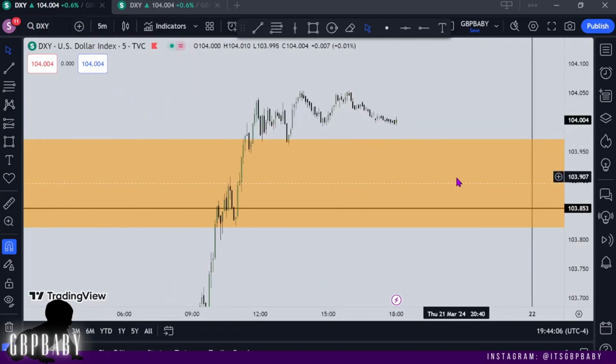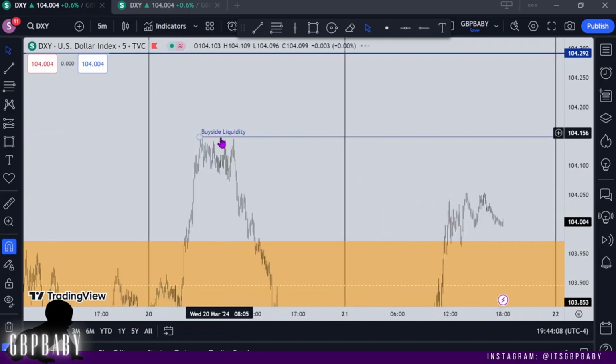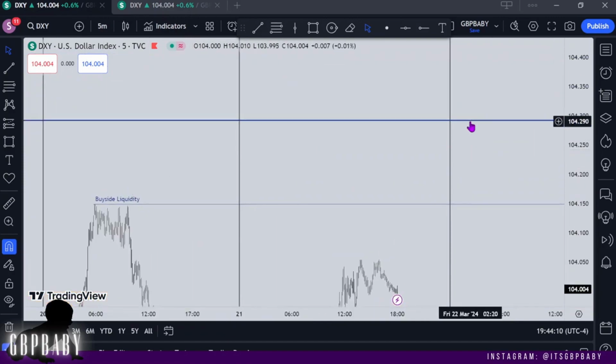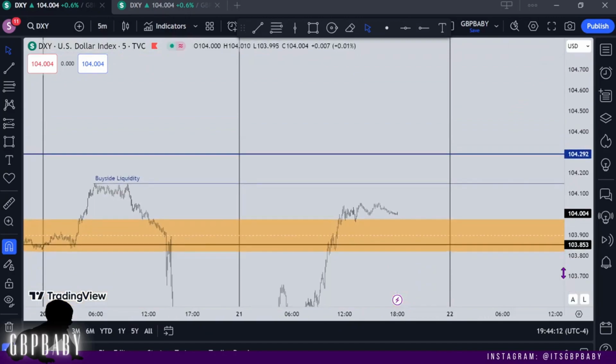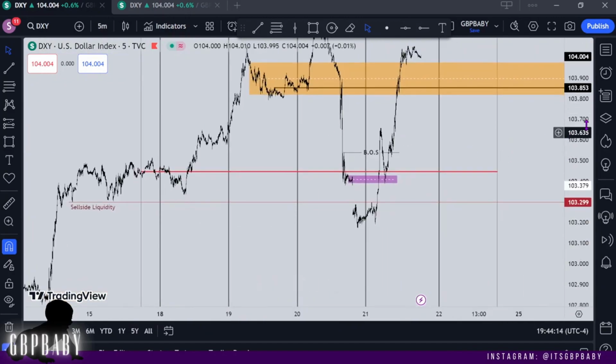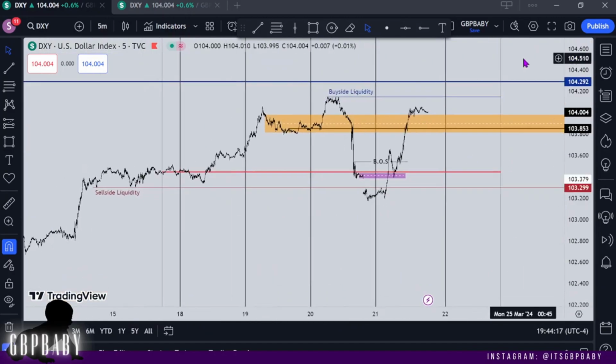But overall, I like to think we can come down, offer us buys, and then like I said, run into Wednesday's high, and potentially reach for that daily high. So that's my expectations on dollar. Very interesting week. I think next week will be good as well.